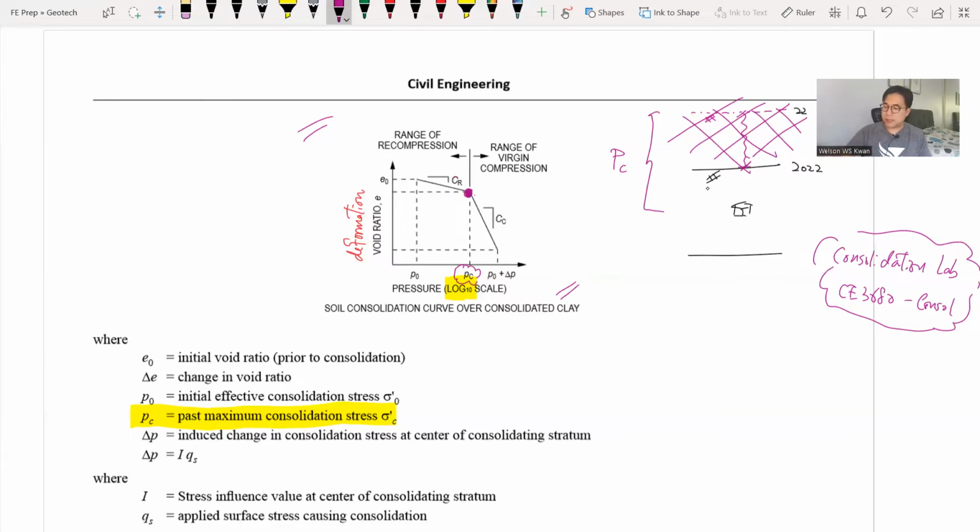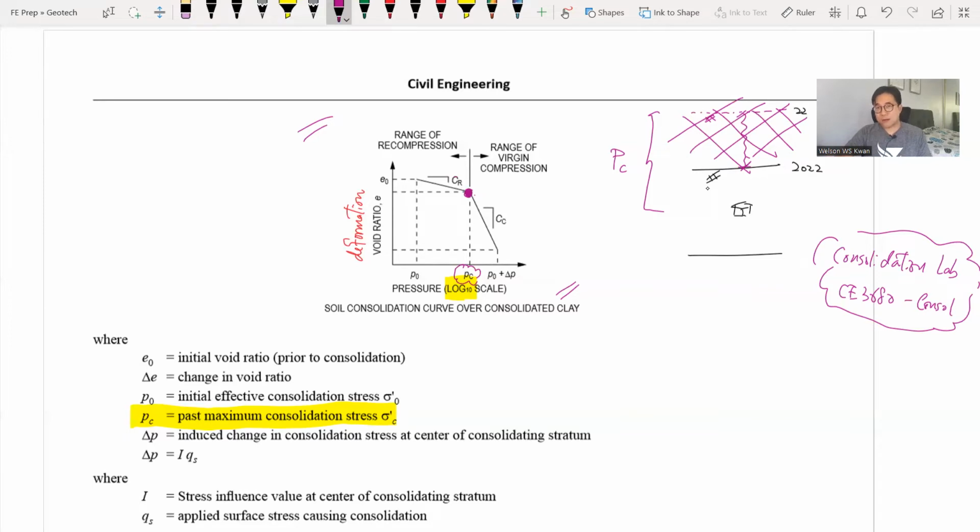Essentially, a lot of the lab work that we do is an effort to recover this maximum past pressure, and also the C sub R and C sub C indices, the slopes of the lines right there, such that we have those three parameters to do our settlement analysis, which we will come to with the equations later. But here again, a very important concept: understand what this point C means, and how this graph works.